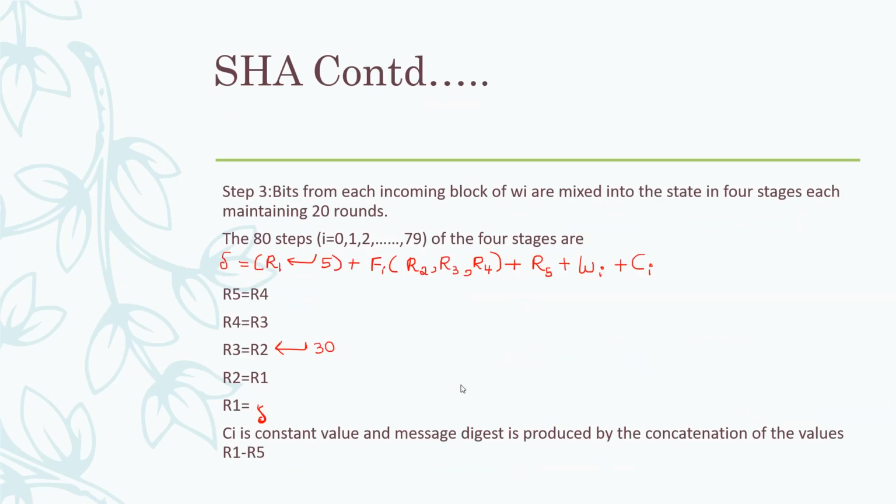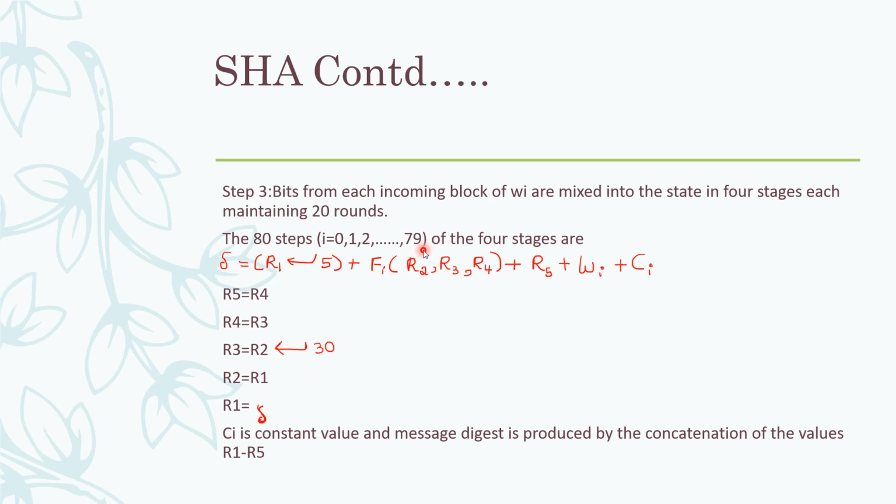Step 3: bits from each incoming block of W. We have 80 word blocks mixed into the state in 4 stages. Each stage has 20 rounds, so we have a total of 80 rounds. The i value is 0 to 79, representing 80 rounds in the 4 stages.